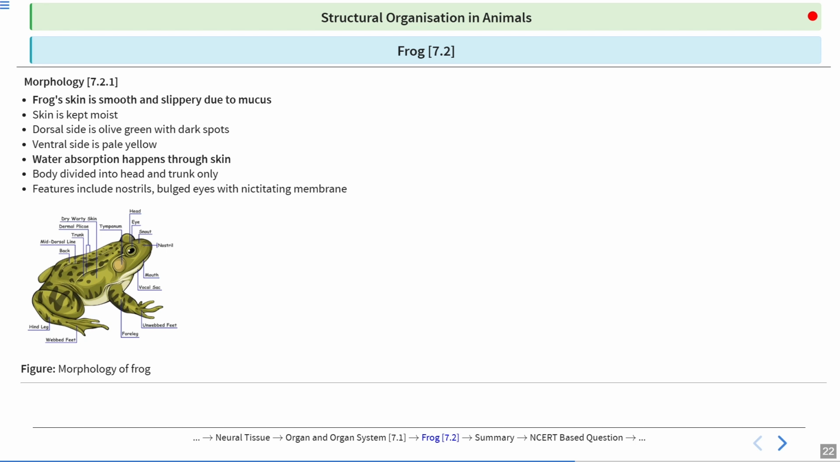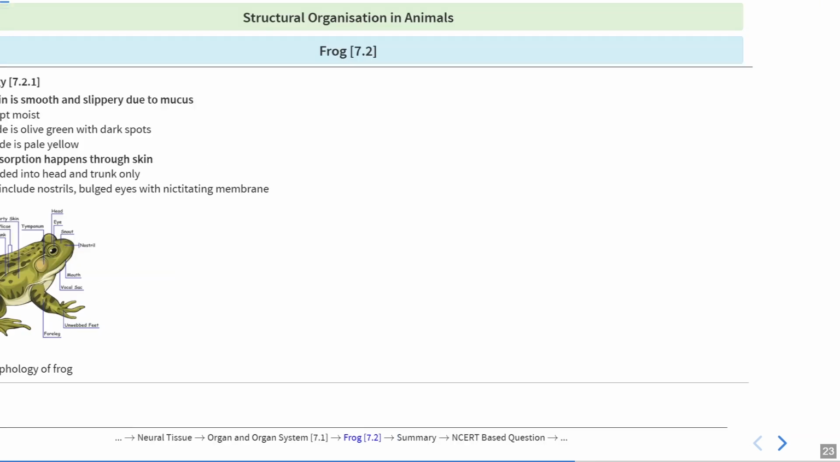So here you can see the frog. They have dry, warty skin. In some places the dermal pelvis, the trunk is there, and this is the head region. You can see the snout. There are also the nostrils through which they can take in oxygen, and there is a tympanic membrane. This represents the ear. They do not have an external ear. Amphibians do not have an external ear.